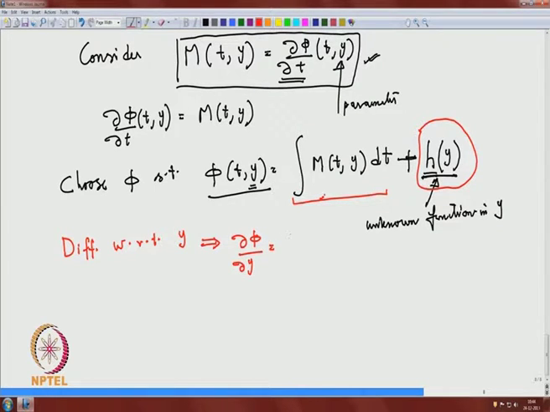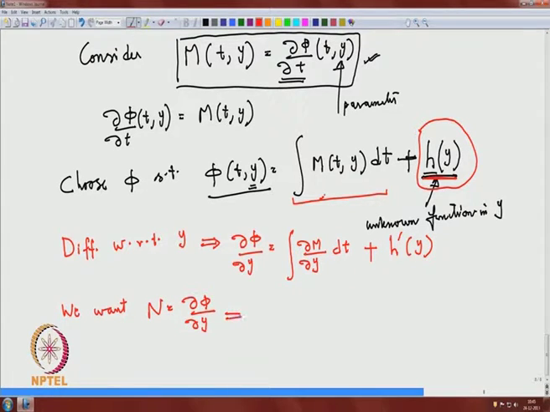So, you will have the integration coming here, the integral of dm/dy, suppressing the argument, dt. And then you have to differentiate h with respect to y. We will denote it by h prime of y, because there is only one argument, or you can write it dh/dy. And you want this to be n equal to dφ/dy.